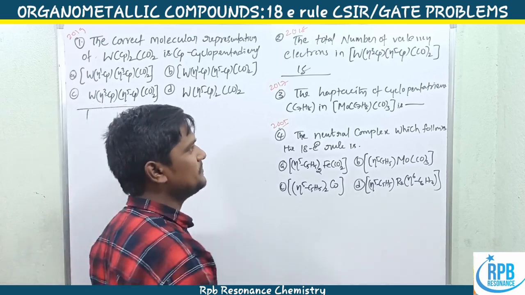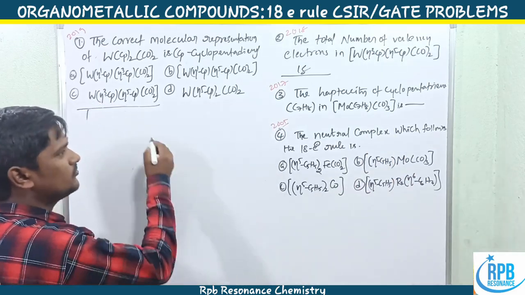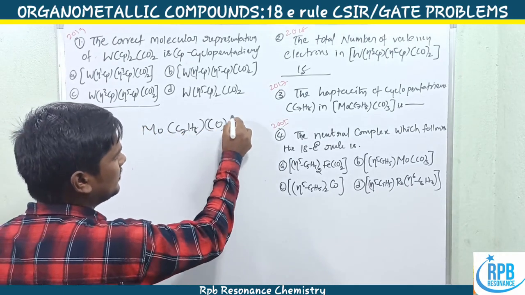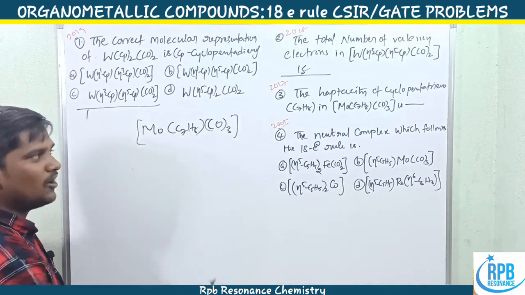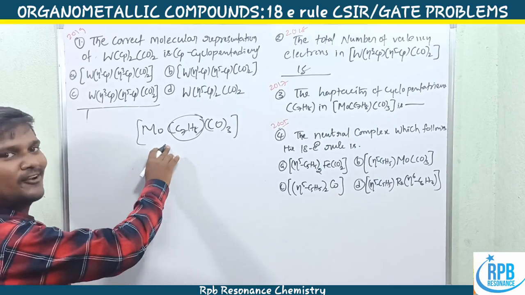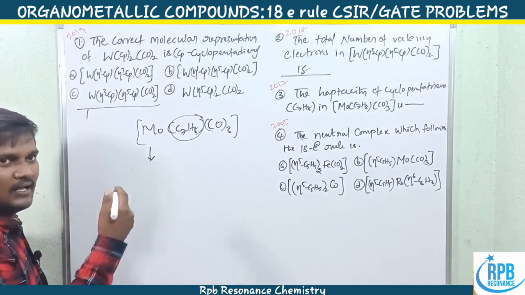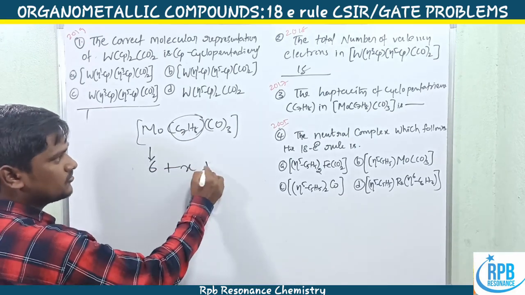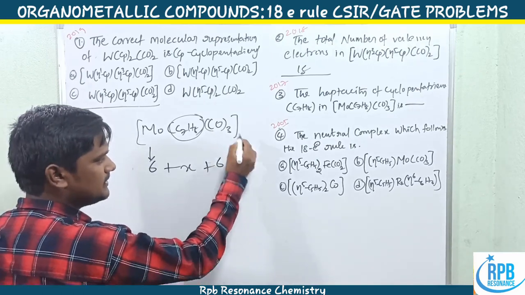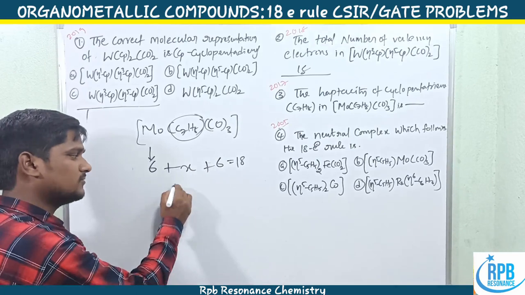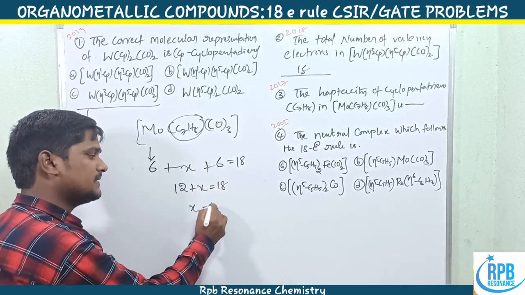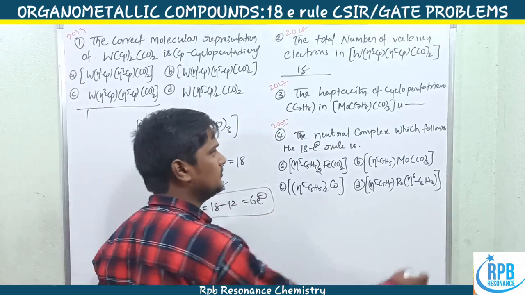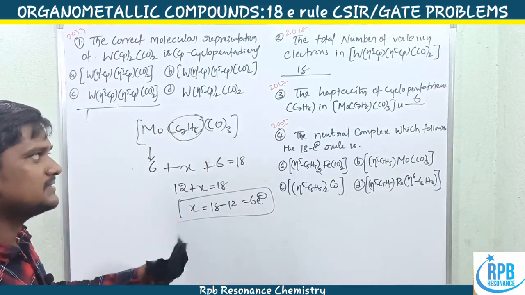Now 2017, the hapticity of cycloheptatriene. In Mo(C7H8)(CO)3, that means the cycloheptatriene system, it obeys the 18 electron rule. How many electrons are required for fulfilling the 18 electron rule of this complex? Molybdenum comes under the chromium family: chromium, molybdenum, tungsten. So 6 electrons. Let's imagine the ligand contributes X. Then 3 carbonyls are 6 electrons. So 6 plus 6 is 12 electrons. 12 plus X is equal to 18. So X is equal to 18 minus 12, 6 electrons only. Then the hapticity is equal to 6. That is the GATE 2017 question.